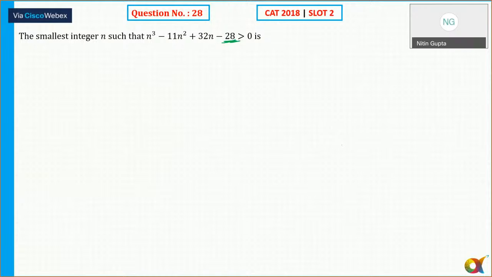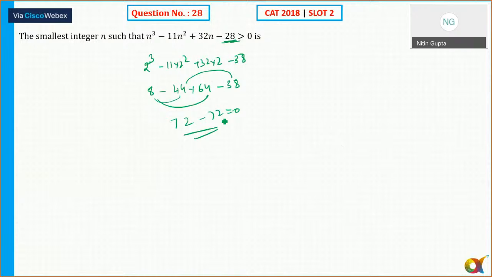1 will not satisfy. Let's say 2. So 2 cube minus 11 into 2 square plus 32 into 2 minus 28. Is it satisfying? That is 8 minus 44 plus 64 minus 28. So 8 plus 64 is equal to 72, and 44 plus 28 is also 72. So one of the roots is definitely 2.